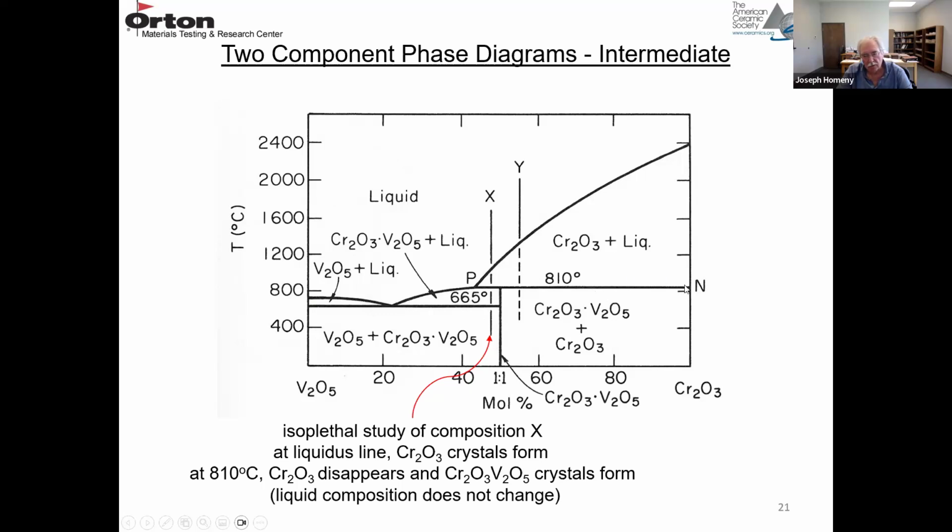it's actually a solidus curve, but it's also a liquidus curve over here because we have a solid and a liquid. Here we have two solids. At 810 degrees C, the Cr2O3 disappears, and we form this one-to-one ratio of Cr2O3 to V2O5. And the liquid composition at X does not change, it's still P. This is a very short tie line between P and the one-to-one compound.